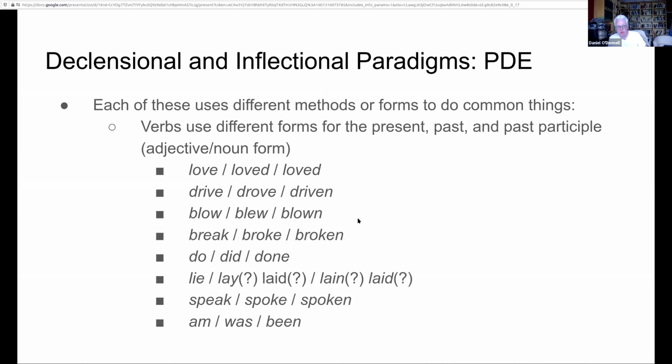And the same is true of verbs. So this is exactly the same chart as it was before, but the first column before the solidus is the present tense, not third singular, and also the infinitive. The second one is the regular past tense, and the third one is the past participle, the noun or the adjective form, right? So the loved man, the driven woman, the blown chance, the broken back, the done deal, the laid tile, the spoken word, and because they've been there, done that, but that breaks the pattern.